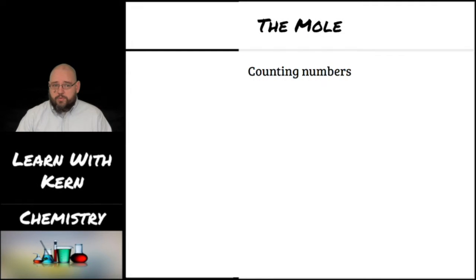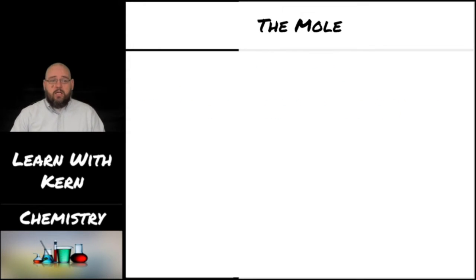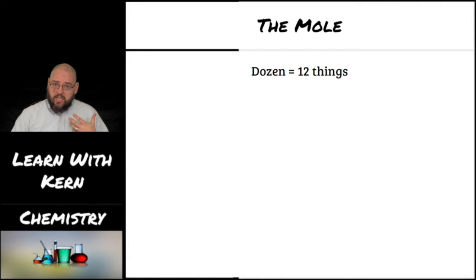So counting numbers are defined as numbers that are always the same, no matter what type of thing you're talking about. You're familiar with counting numbers already. We use them a lot. So you are familiar with things like a dozen. A dozen roses is 12 roses. A dozen cookies is 12 cookies. A dozen jelly beans is 12 jelly beans. It doesn't matter what thing we're talking about, a dozen is 12.